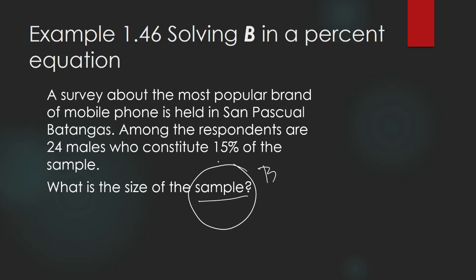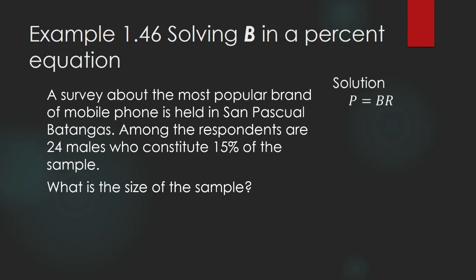15 obviously is your R. It's there in percent. And so the 24 males here pertains to the percentage. So we are working on B. What is the value of B? And the value of B stands for the size of the sample. So let us bring back our percent equation. P, the percentage, is equal to base times the rate.